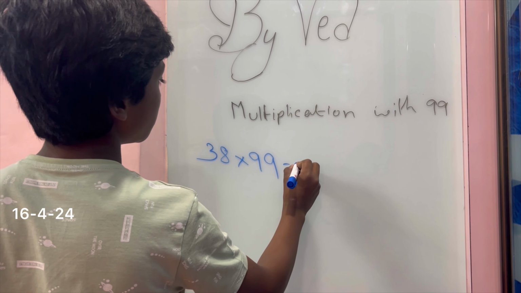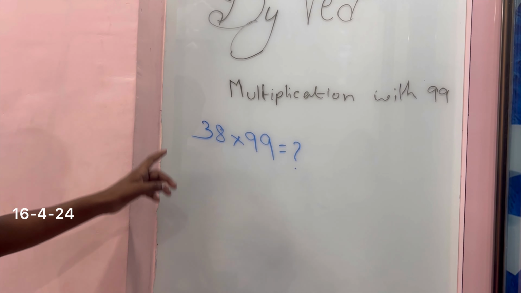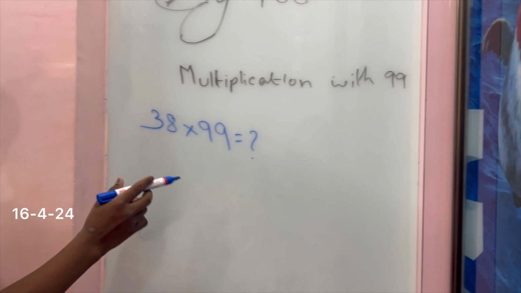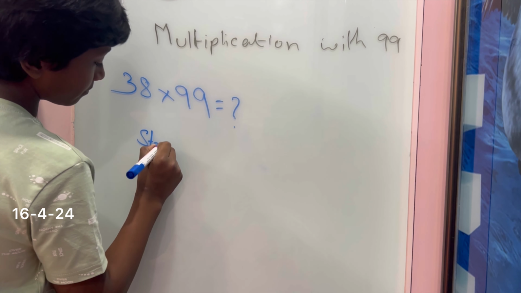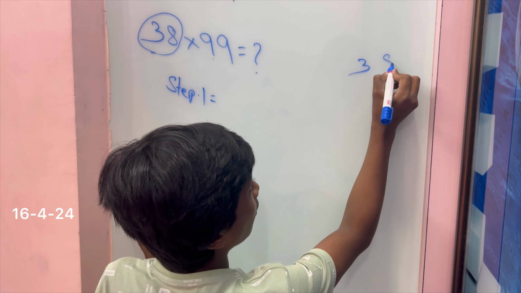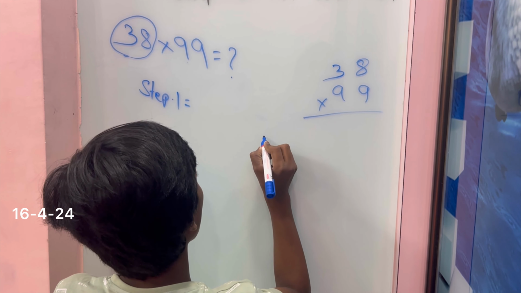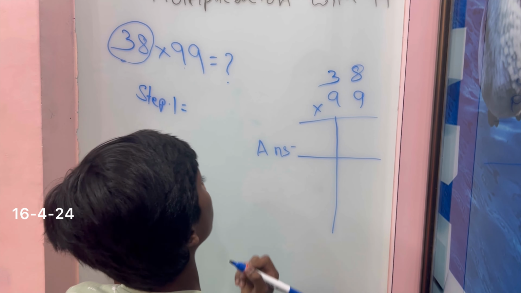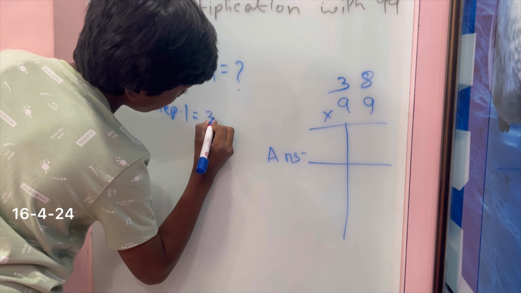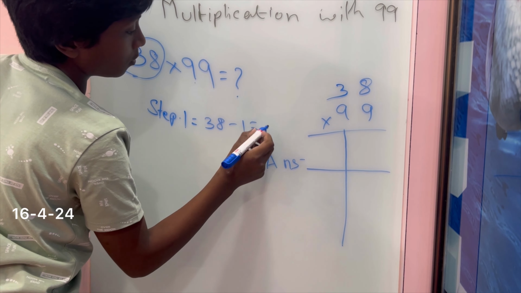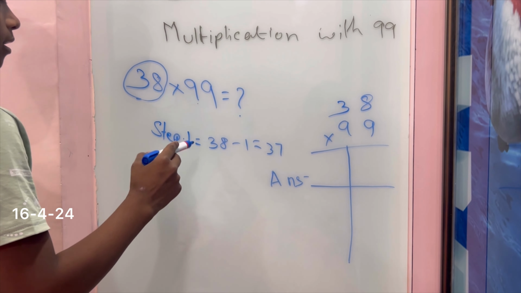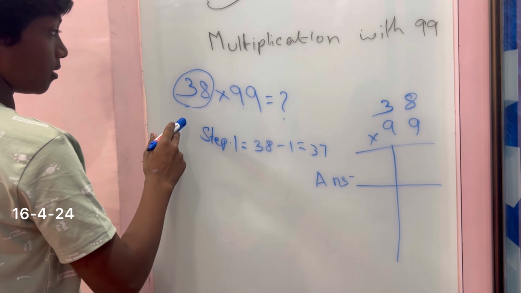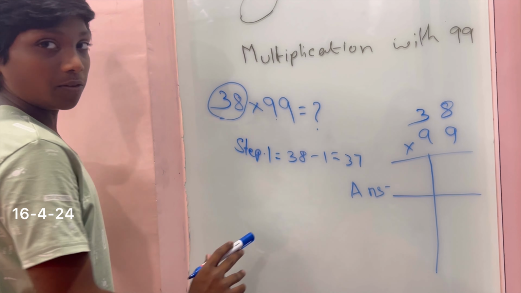Okay, there are simple steps in Vedic maths to multiply with 99, but you can multiply only some numbers with 99 using these steps. So I'm going to tell you the steps. Step 1. Step 1 is 38 minus 1 is equals to 37. You are thinking, why should I do this with 38? You have to take the number except 99, which is there in this problem, and you have to subtract 1 from it. So the answer is 37.